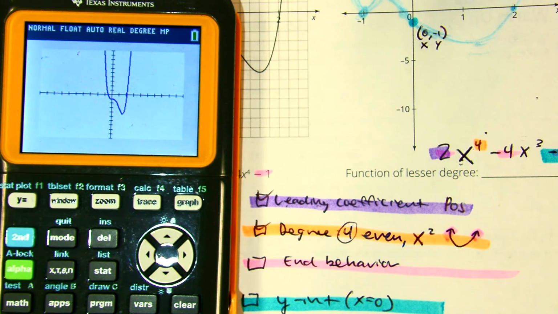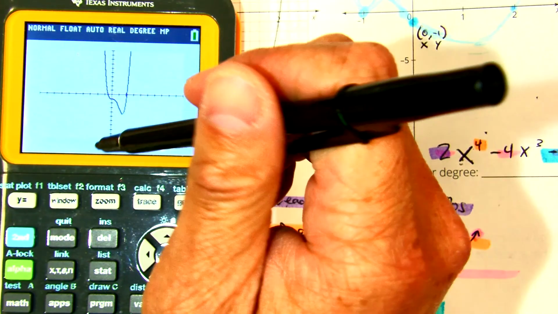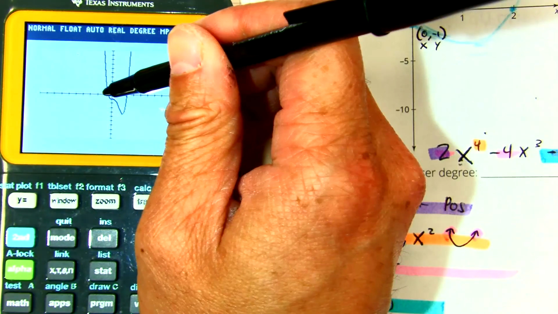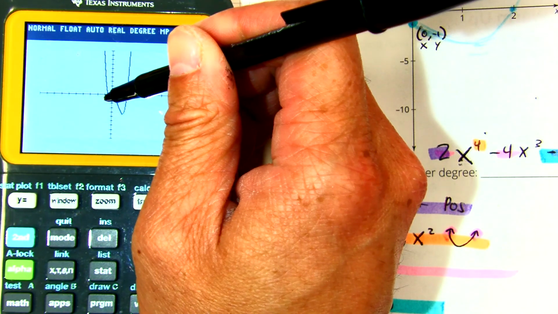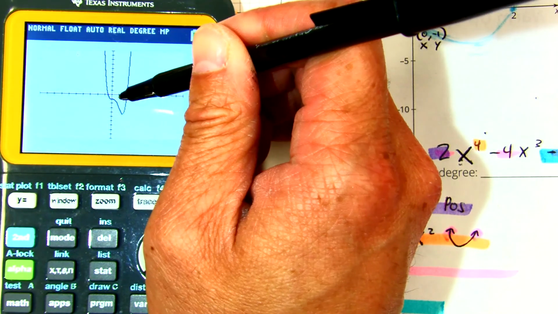Camila, how many zeros are there? 2. Is that what you said? 2 or 4? Pick one. I'll just go with 2. 2. Thumbs up, thumbs down. Okay. 2. Were you looking at the graph? Okay, so you were probably counting shoot through is 1, right? 1. And shoot through is 1. So 1 plus 1 is 2.